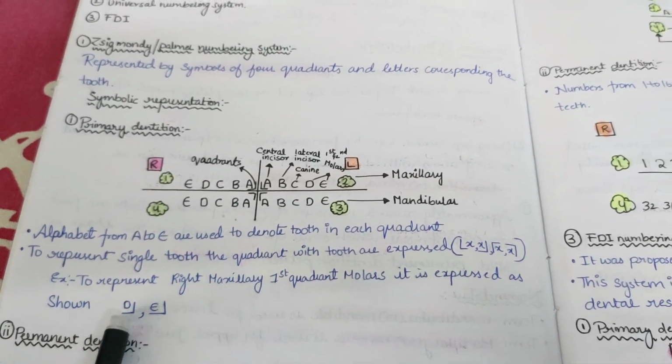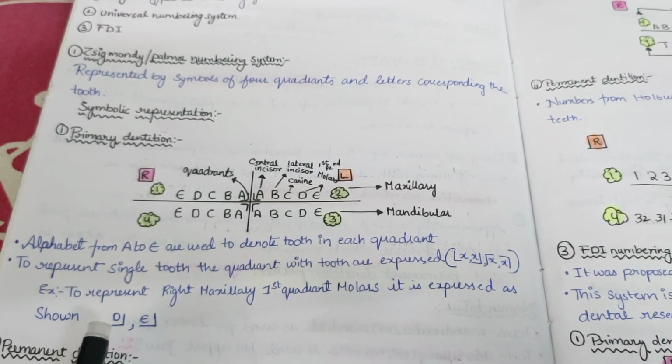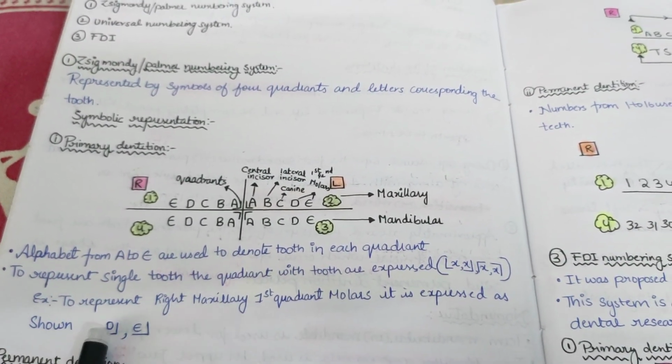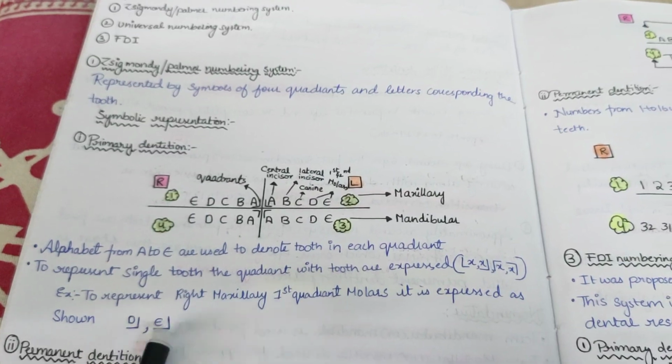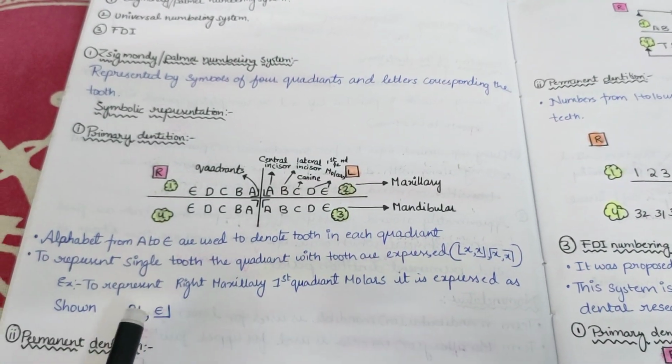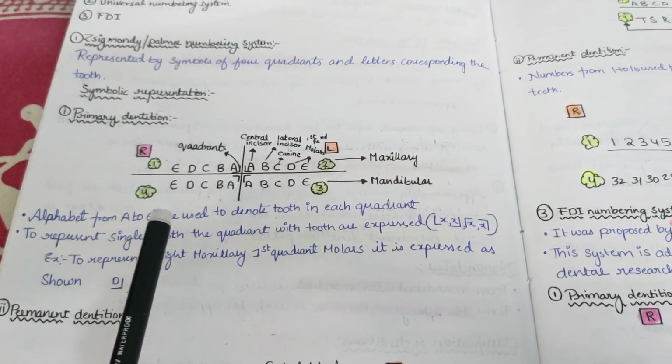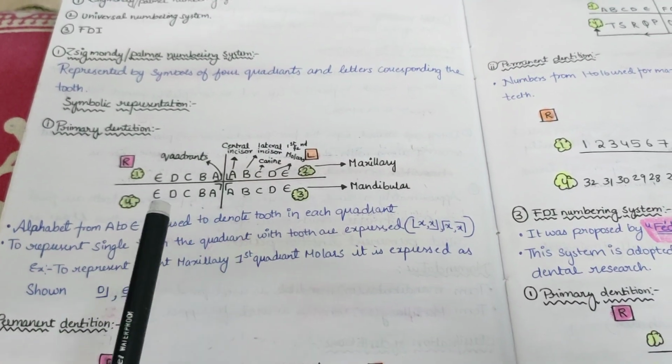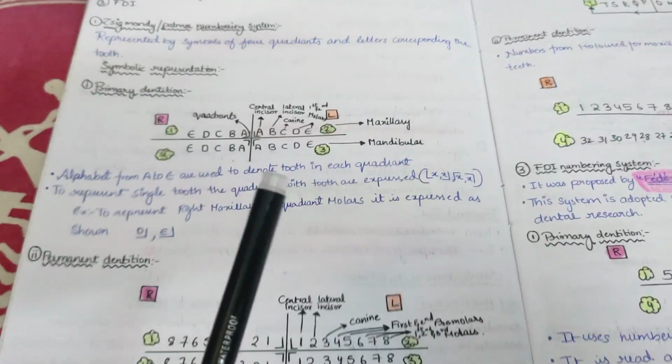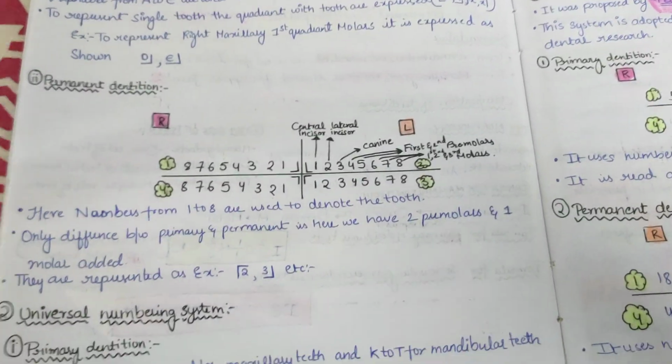Which molar is it? First molar. So right maxillary, first quadrant, first molar. Right maxillary, first quadrant, second molar. Here you can see in primary dentition we use alphabets, that is from A to E.